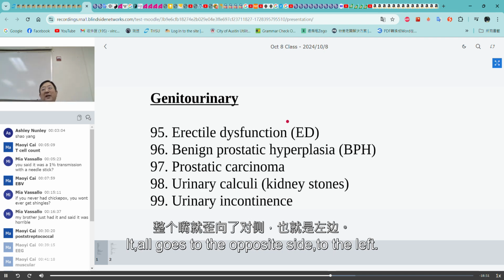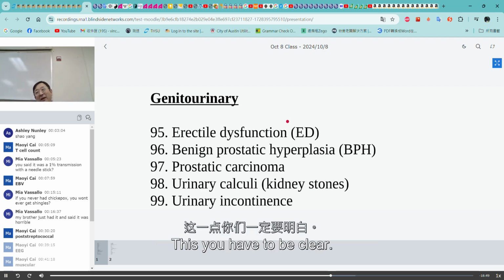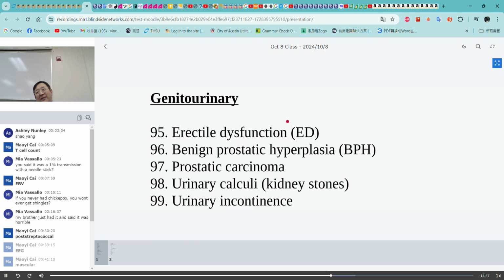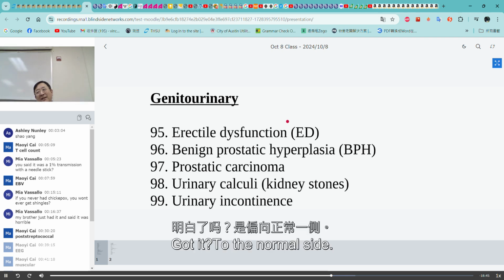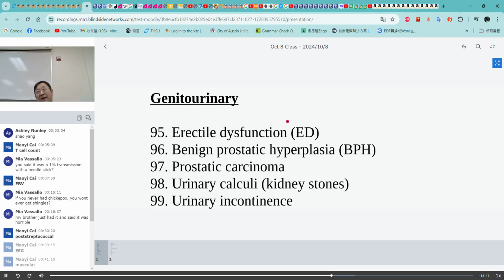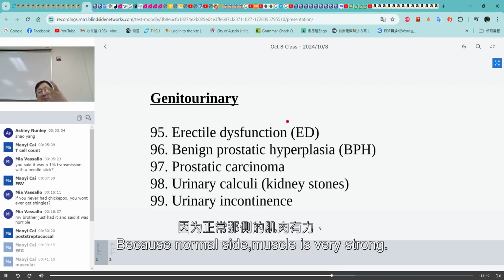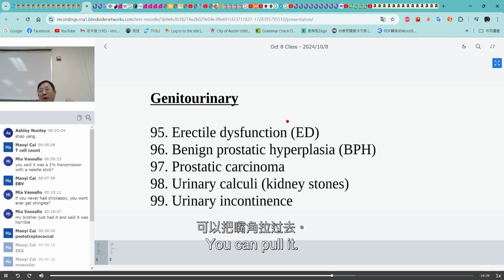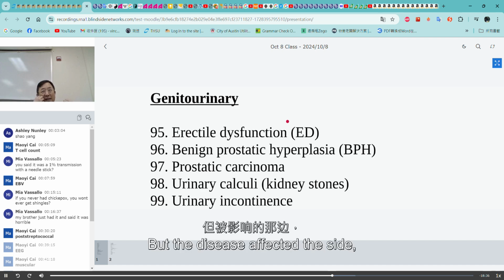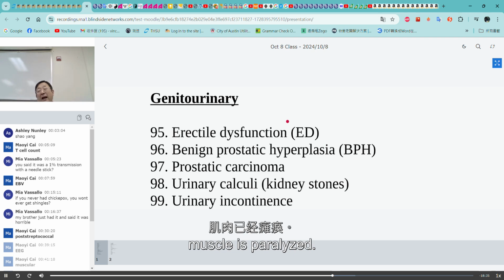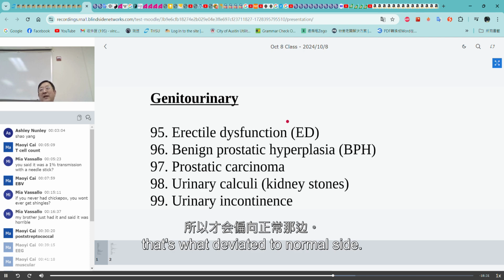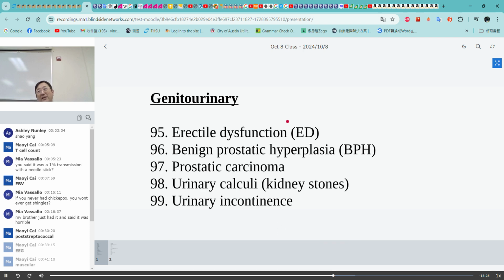To the opposite side, to the left. This you have to be clear. You understand that? Got it? Deviation toward the normal side. Normal. Yeah, because the normal side muscle is very strong. You can pull it. But the disease-affected side, the muscle is paralyzed. So they cannot have strength. So that's why it deviates to the normal side. That's very important.